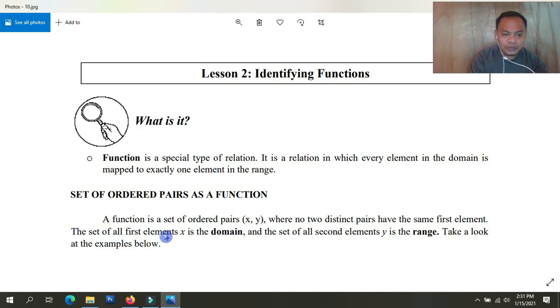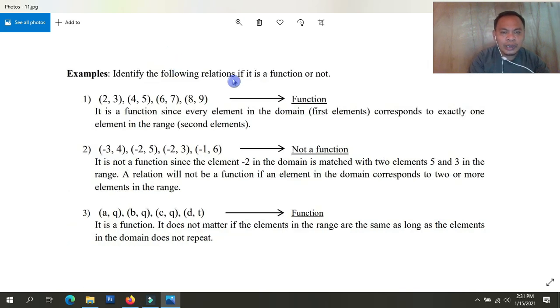So the set of all first elements x is the domain, and the set of all second elements y is the range. Take a look at the examples. Find the following relations if it is a function or not. So for number 1, we have here 2, 3, 4 and 5, 6 and 7, 8 and 9. So this is a function. It is a function since every element in the domain, the first element, corresponds to exactly one element in the range.